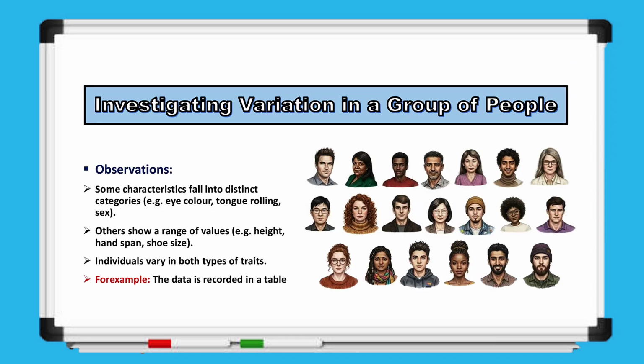We see that some characteristics such as eye color, tongue rolling ability, and sex fall into clear categories with no intermediate forms. These are examples of discontinuous variation. On the other hand, traits like height, hand span, and shoe size show a wide range of values, which means they are examples of continuous variation. This shows that individuals vary in both types of traits.